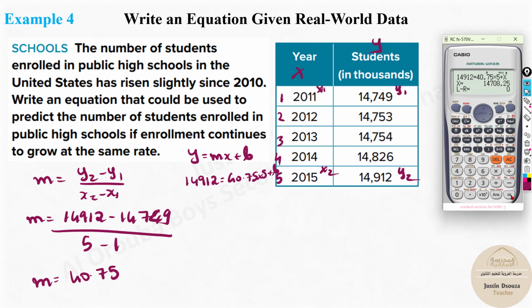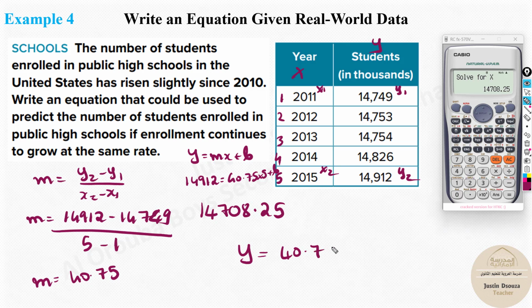Shift and solve. It is so much. Let me write it out. It is 14,708.25. This is the b, y-intercept, b value. Now, all you need to do for the equation is y equals, m is the slope, 40.75 x plus 14,708.25. This is the answer.